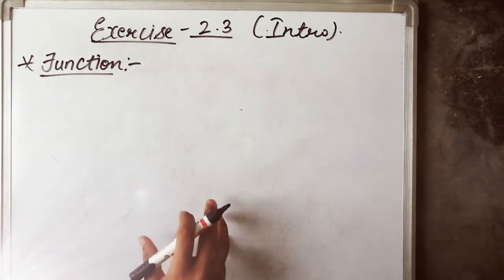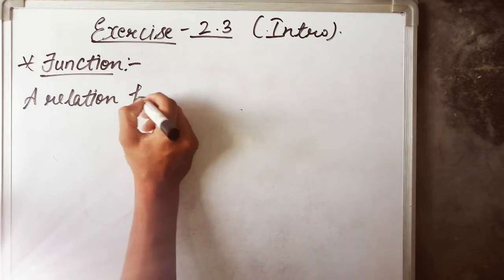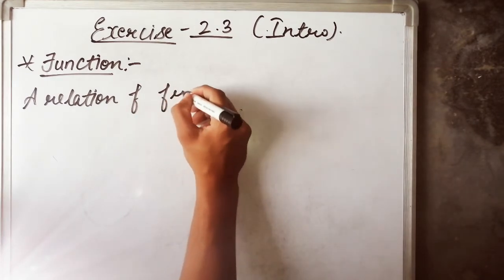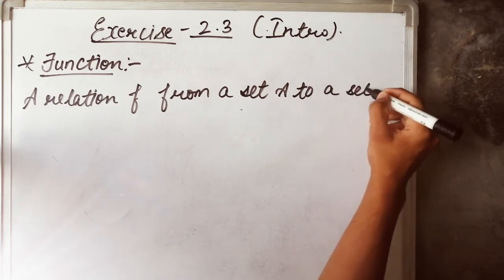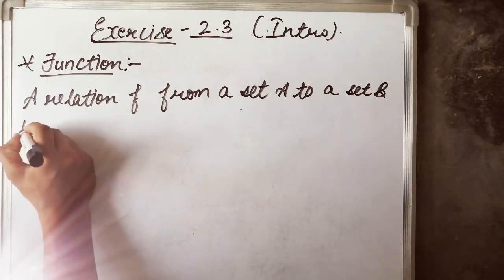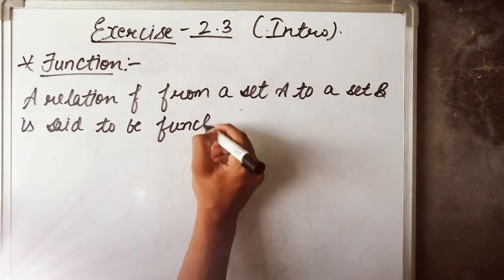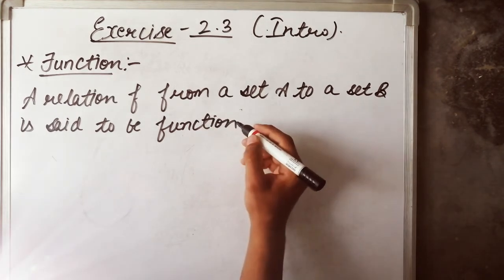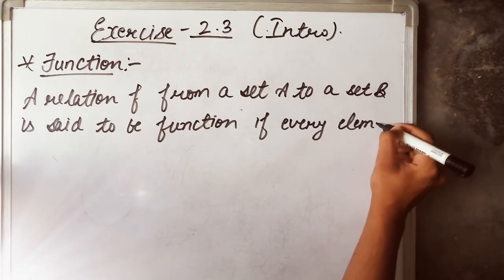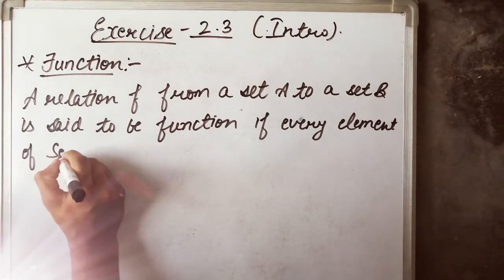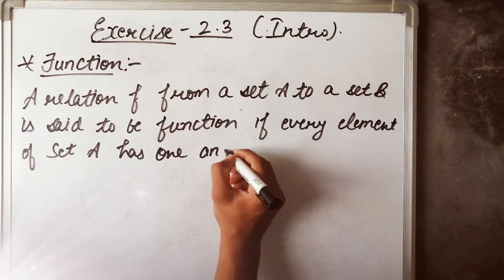Function. The definition of function given according to NCERT is: a relation f from a set A to a set B is said to be a function if every element of set A has one and only one image in B. One and only one image.